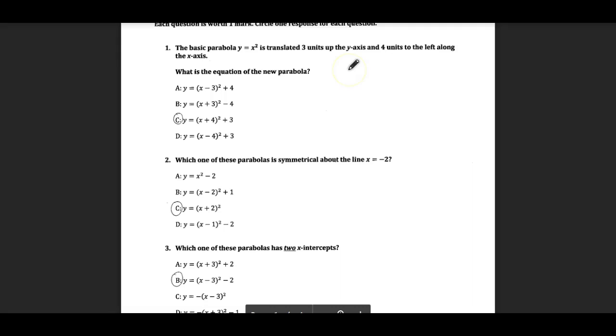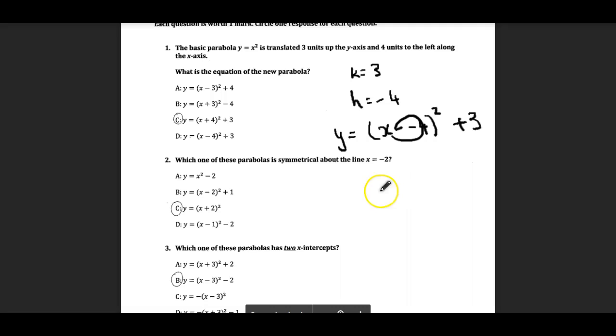Now, if we're going 3 units up the y-axis, that means k is equal to 3, positive 3. And if we're moving to the left along the x-axis, it means your value of h is negative 4. So basically we're going to be left with y equals x minus negative 4 squared plus 3. And remember the two minuses become a positive. So your answer for that one is C.